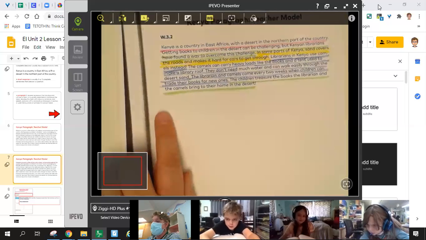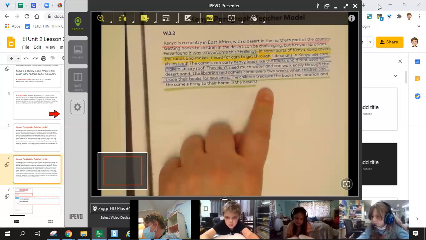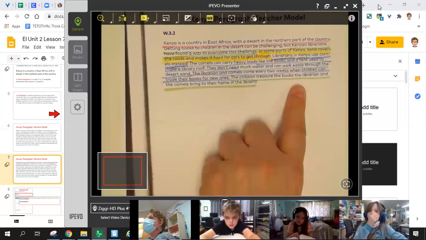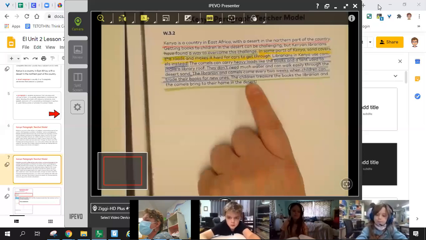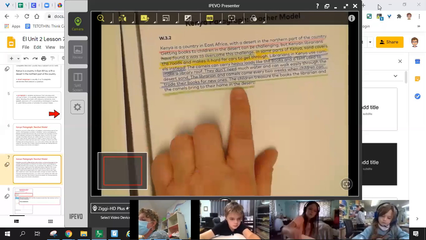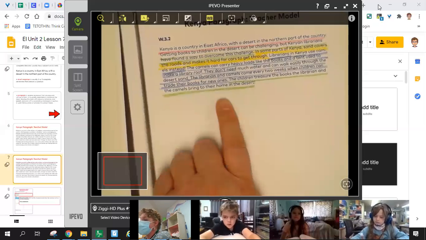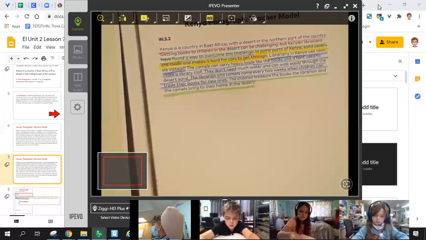These are notes, right? I spiffed up this sentence a little bit, because just to say "In Kenya, the children overcome their..." was kind of boring, wasn't it? So how about "treasure the books"? Remember, they were hungry for books. So I wanted to include something a little more interesting in my last sentence: the children treasure the books the librarian and the camel bring to their home in the desert. Did I connect back with the beginning? I put desert in there to remind them about why we do this, because they live in a desert.